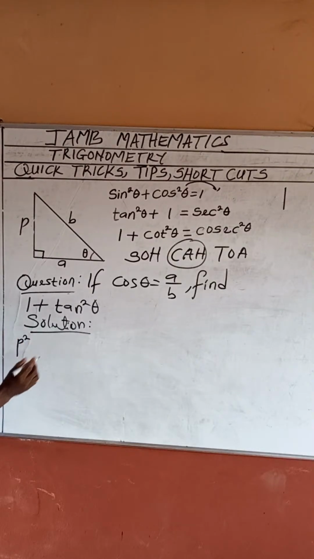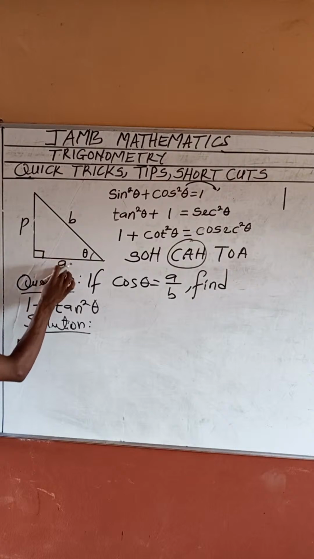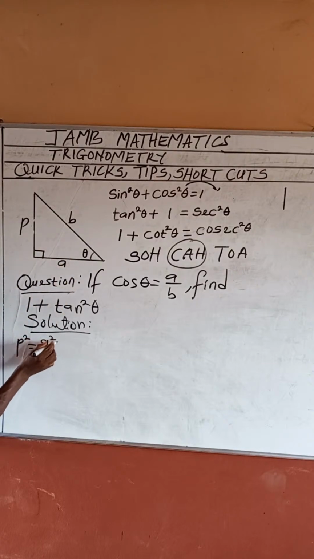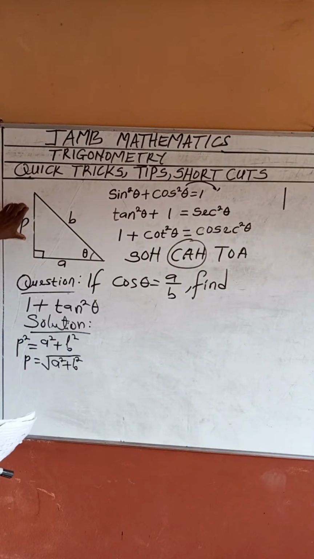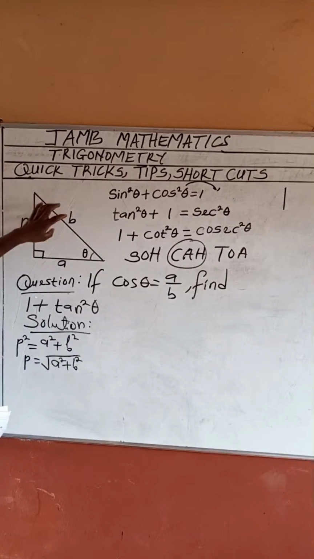So from Pythagoras theorem, P square is equals to A square plus B square. That is what it is here. Now what is P? Our P is going to be the square root of A square plus B square. Sorry, this is not the answer. This is the value of this place. So in terms of A and B, this is where it will be.